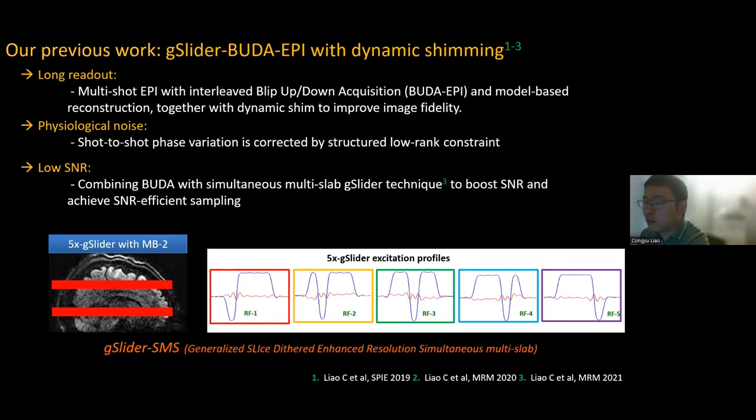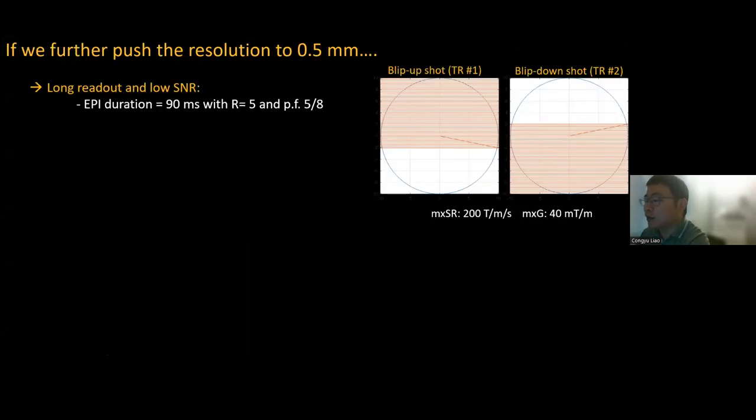So if we want to further push the in-plane resolution to 500 micron, we still suffer from the long EPI readout and the low SNR. For example, even with our in-plane R5 for the acceleration and the partial Fourier 60%, the EPI readout is still very long. It's still about, like, 90 milliseconds.